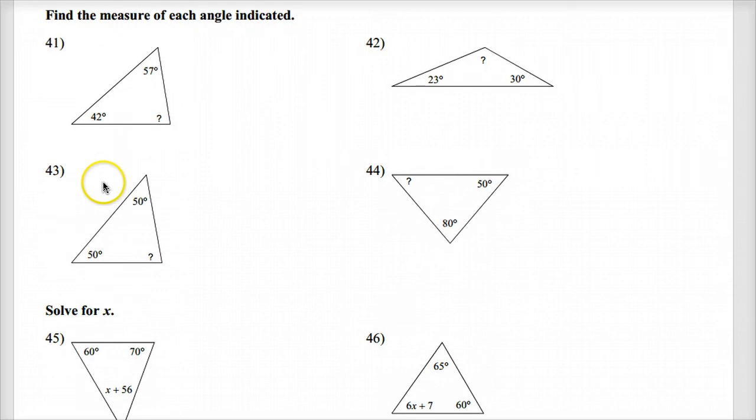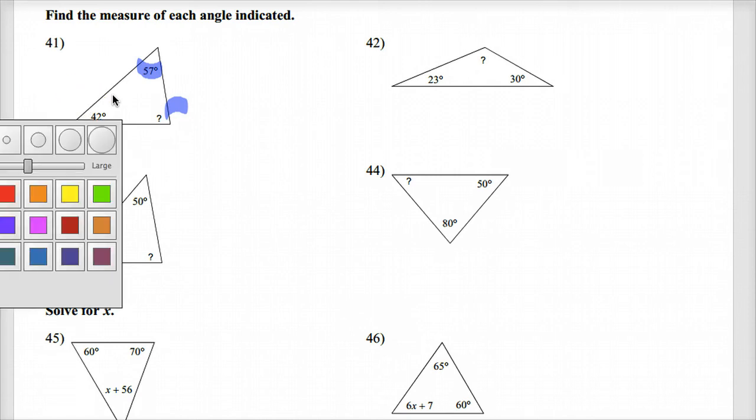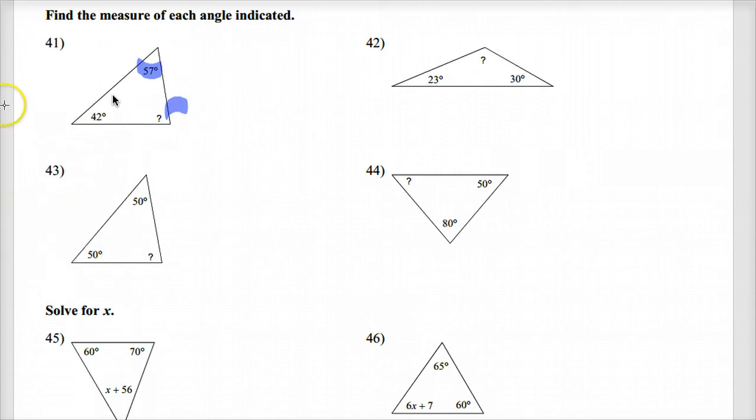Find the measure of each angle indicated. Well, this uses some information because I know that this little 57, if I were to flip it around, it would kind of fit right there. And this 42, let's go ahead and color that in red. If I were to translate it over, it would fit right here. And these would make a perfect line.